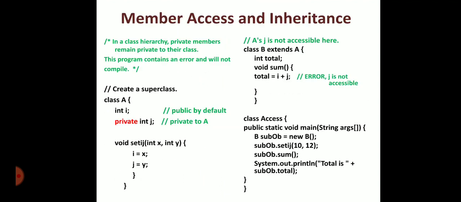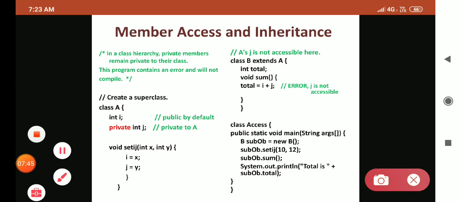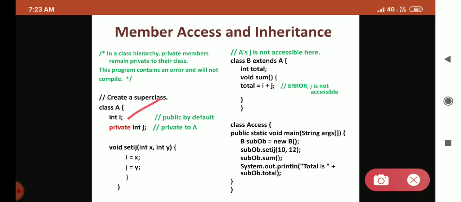Now we will try to understand member access and inheritance. Now what members can be accessed and what members cannot be accessed by subclass, let us see. Now here we have taken one example. See, class A, there are two variables declared, instance variables. One is i, another one is j, but the difference is i is declared as public, whereas j is declared as private. I have made it in red color.